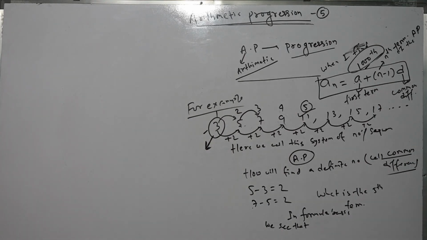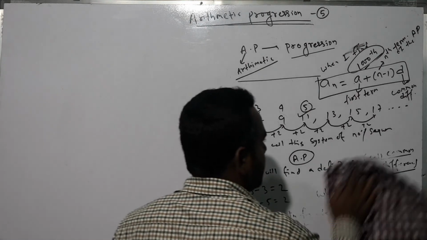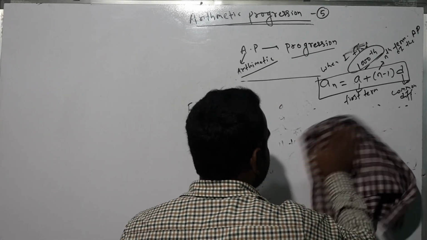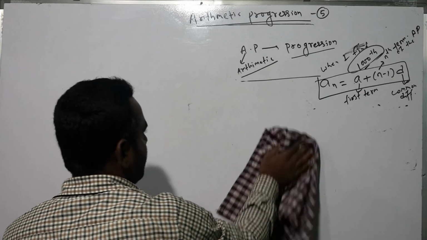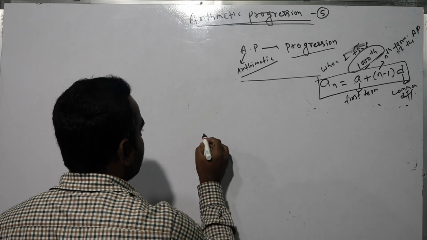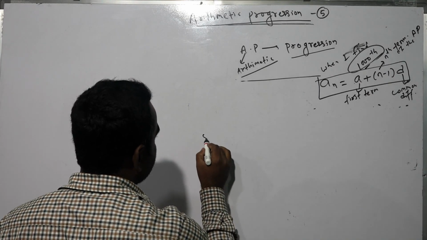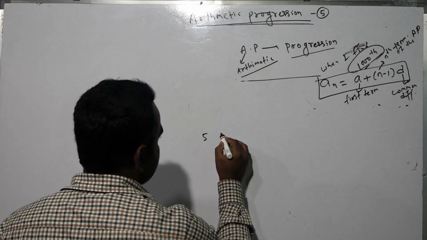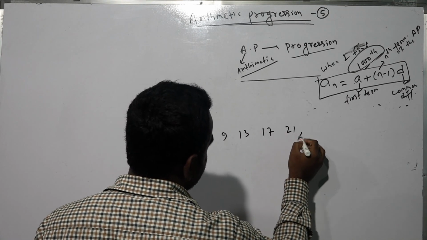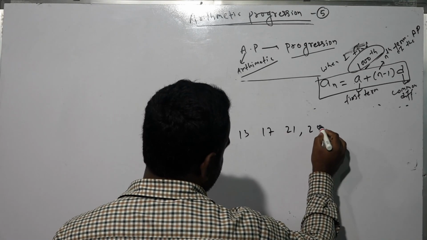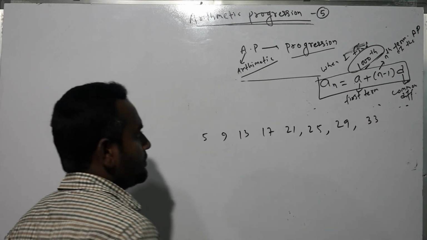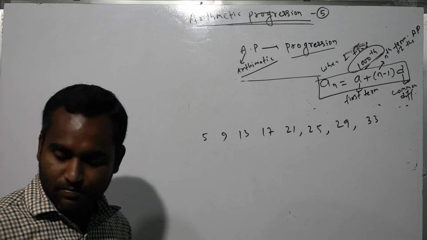Let me discuss it briefly with an example. You see that? Let me write. The first term is 5, then 9, 17, 25, 29, 33. This is the sequence, the arithmetic progression.